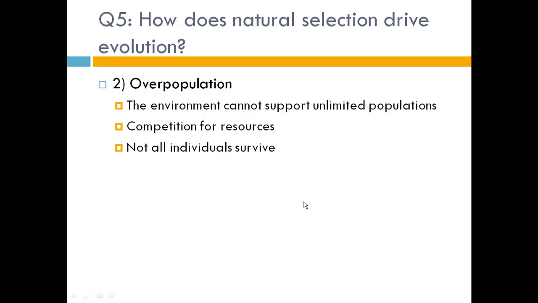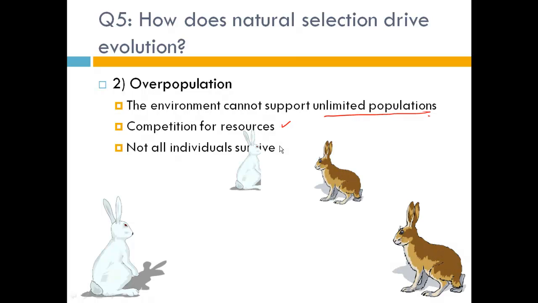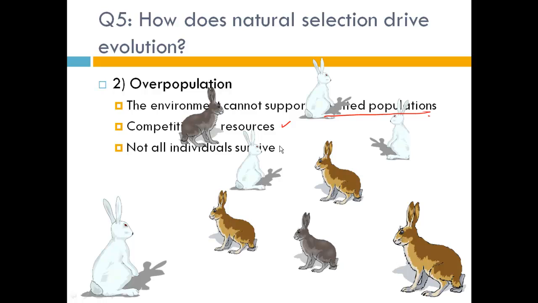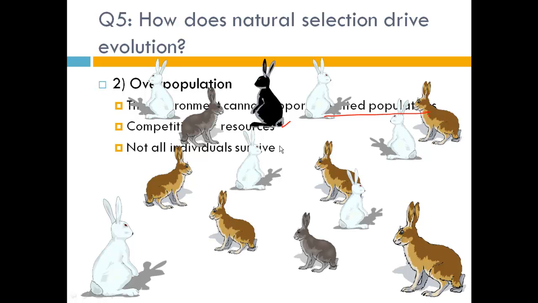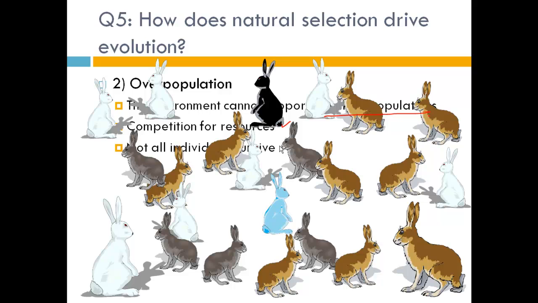Now, all living things want to reproduce, and that can lead to overpopulation. And that becomes a problem because environments can't support that unlimited population. There's just not enough resources, space, food, water. And so not all individuals are able to survive. So again, as populations grow, the competition for resources becomes increased. And again, not all organisms are going to be able to survive.